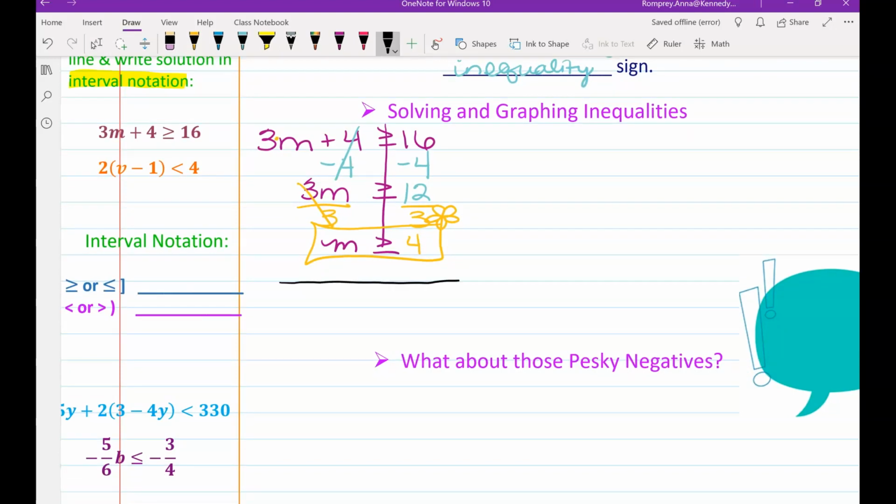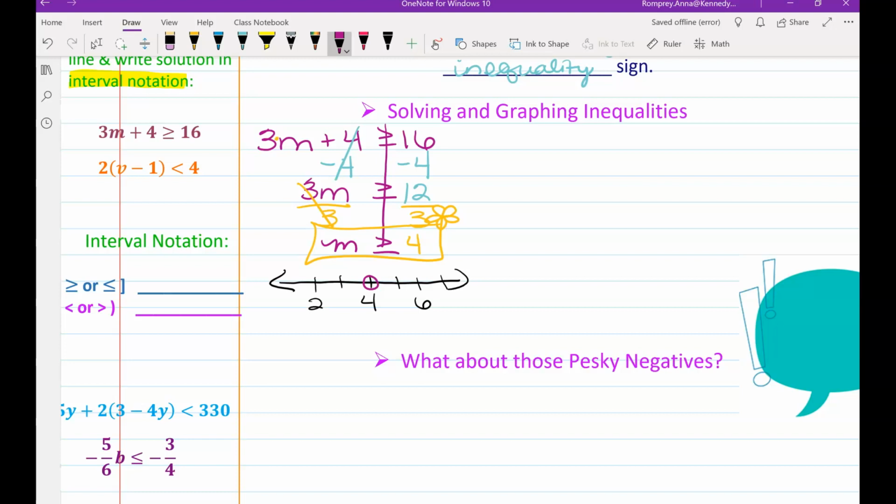If I set up a number line, and you can set it up however you want, I know I'm starting at 4, so I'm going to put 4 in the middle, a couple numbers below, a couple numbers above, 6, 2, awesome. It doesn't have to be perfect, okay? We're just setting up what it's going to look like. So at 4, m is greater than or equal to 4.